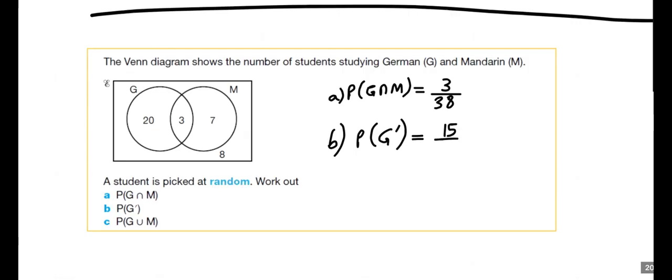Good. And finally, what's the probability of G union M? 30 over 38. 23 and 7 is 30. 30 over 38. Good job.